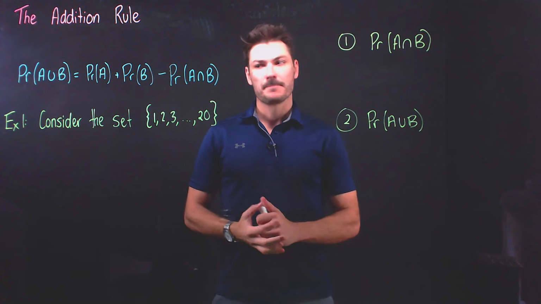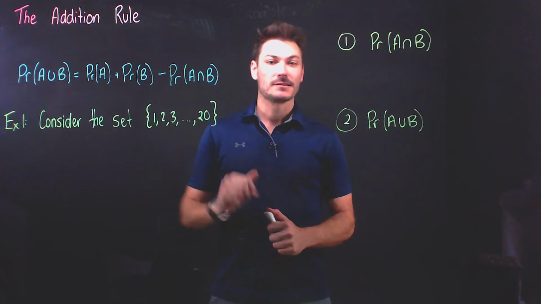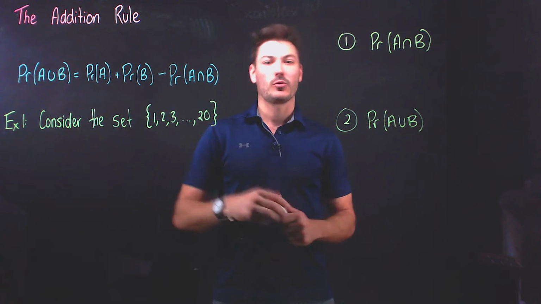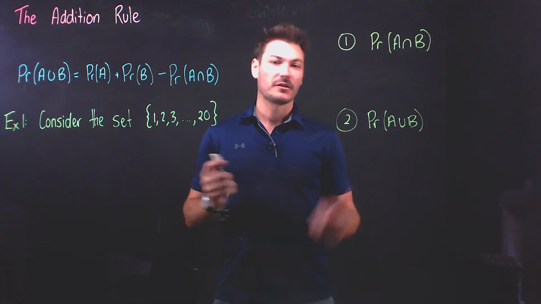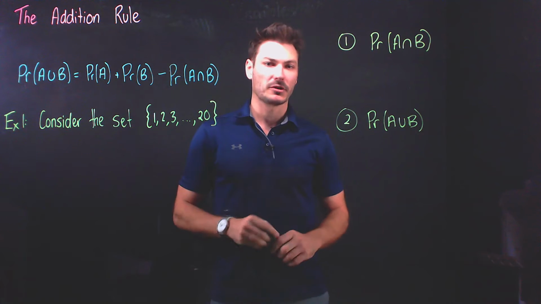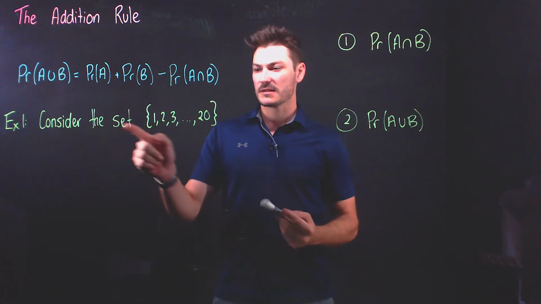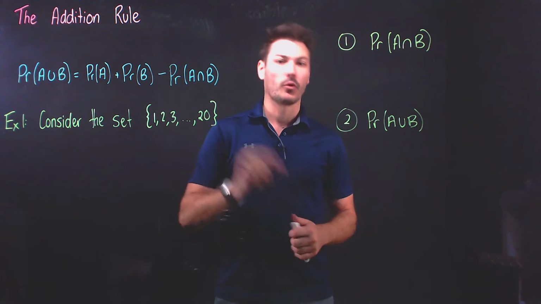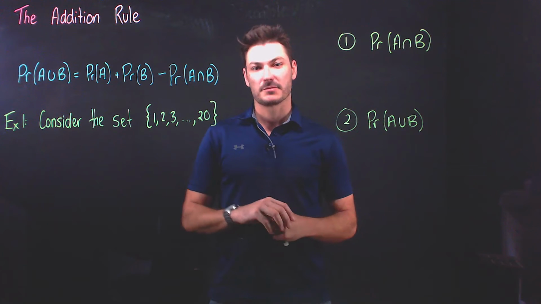In layman's terms, it means that you add A's and B's together and take away the ones that you've double counted, things that are in both sets, and you obviously don't want to double count. So let's have a look at an example. Consider the set 1, 2, 3, all the way up to 20. So we've got positive integers up to 20.